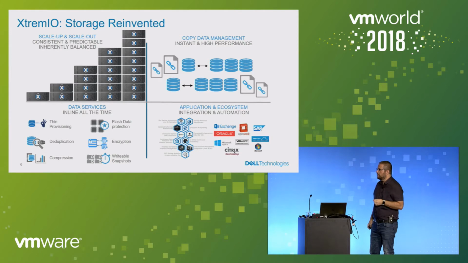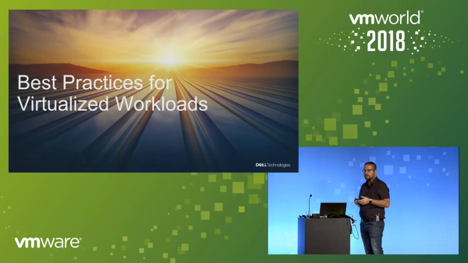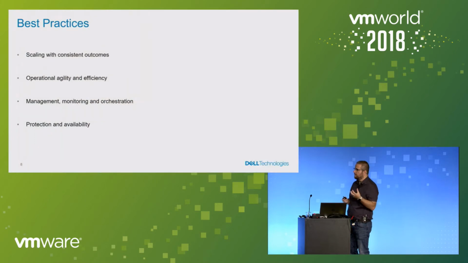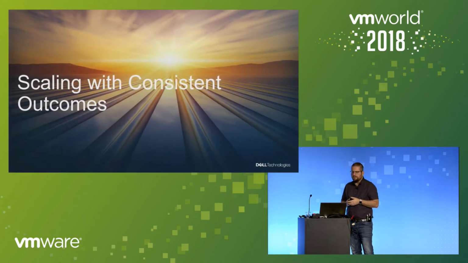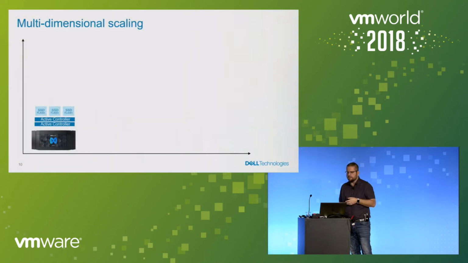And then, of course, we have a very rich ecosystem integration. In this session, we're going to talk about the ecosystem integration into VMware vSphere and other VMware products. So with that, let's start with some specific best practices coming from the architecture itself into the ecosystem. So the first thing is really scaling with consistent outcomes.